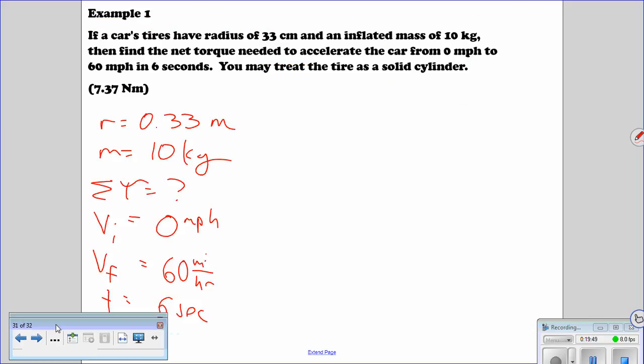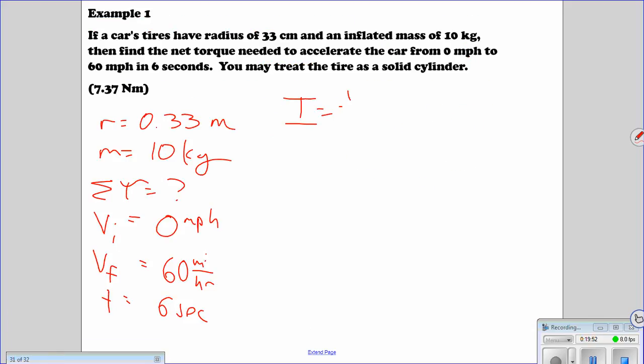All right, so I'm going to write that down. I is 1/2 mr squared. Cool? All right, so to find my net torque, we've learned two equations now for net torque, right? Force times distance. Is that going to help me at all here? No, because it doesn't give me any information about how much force is being applied to the tires to make them spin. So that's not going to help me. The other one is I alpha.